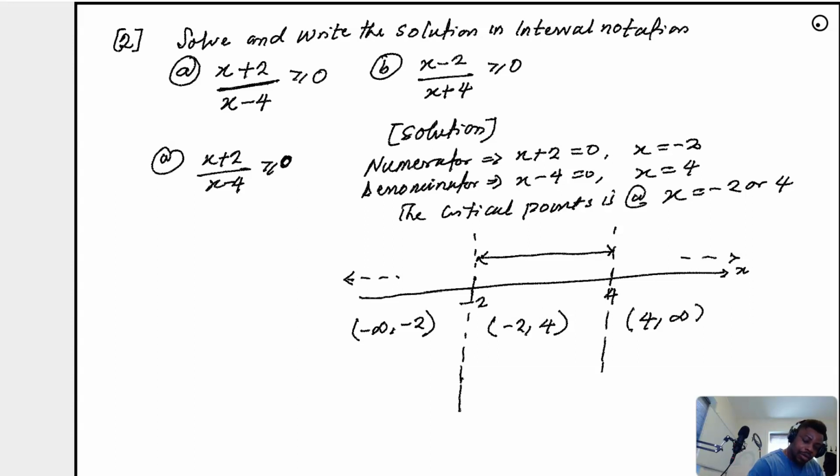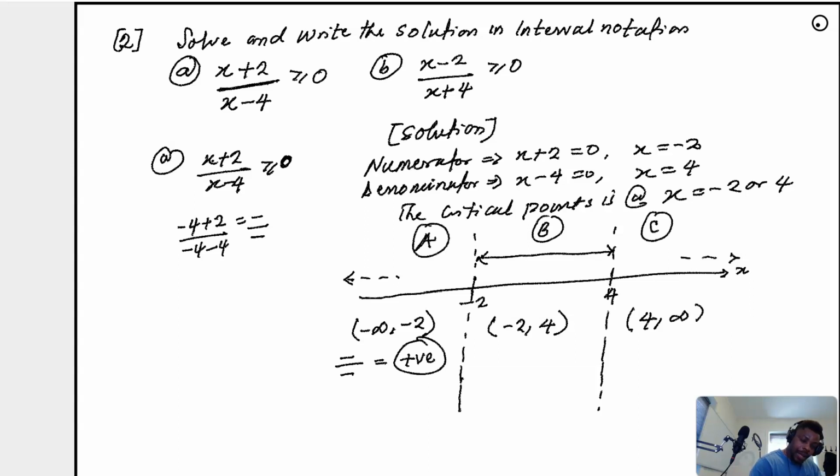Step 4, you want to check your sign. Pick any number between minus infinity and minus 2. So let's say minus 4, because minus 4 will fall in between there. So x is minus 4: minus 4 plus 2, then minus 4 minus 4. Minus 4 plus 2 is negative. Minus 4 minus 4 is negative. So this is negative divided by negative, and this is positive. So the A part is positive.